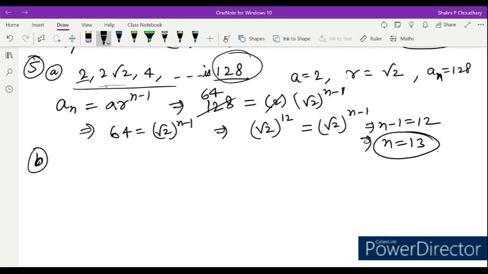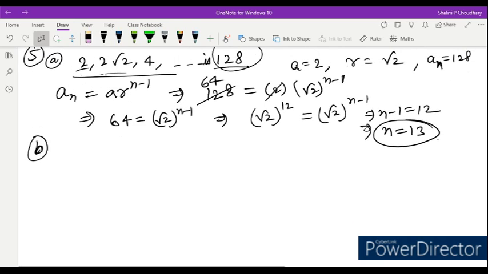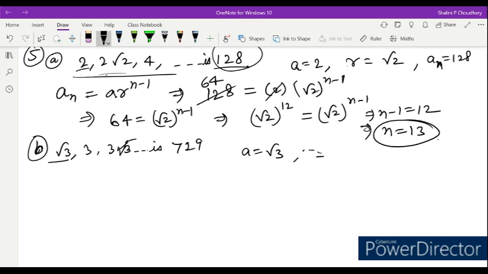Now let us do part B of question 5. In this there is a sequence given, that is root 3, 3, 3 root 3. Okay, and which term is 729? You have to find out. Here a is given, that is root 3, the first term. Now r will be equal to the second term upon the first term, that will be equal to root 3.